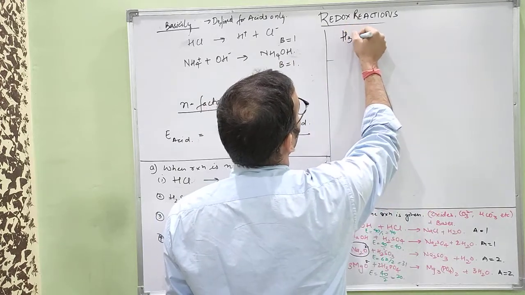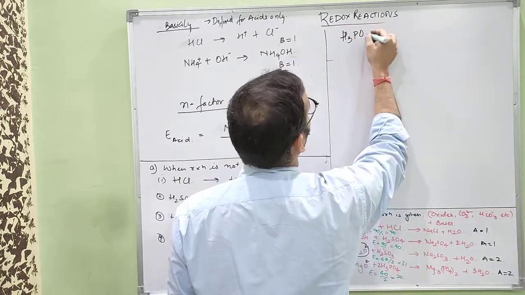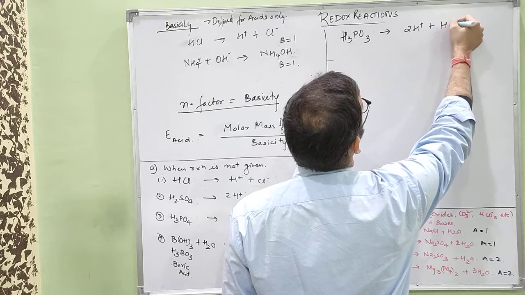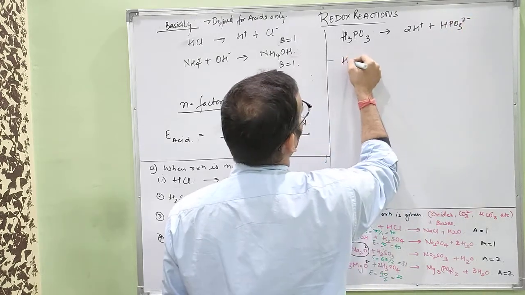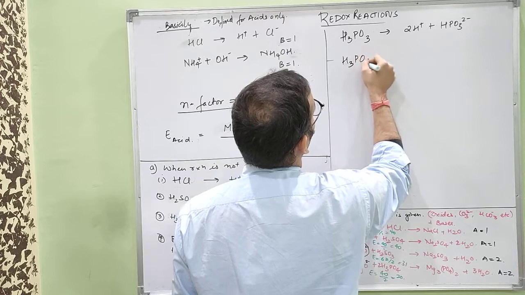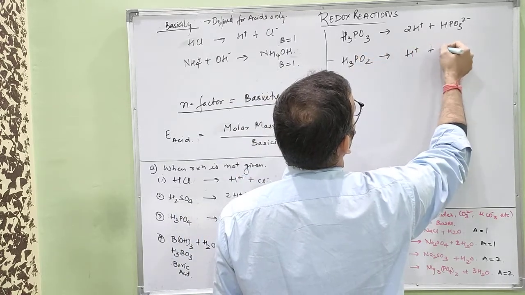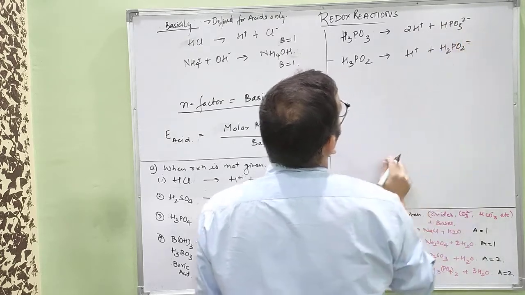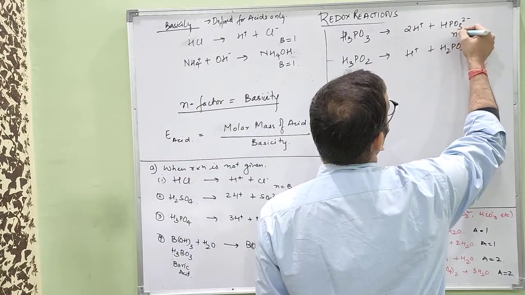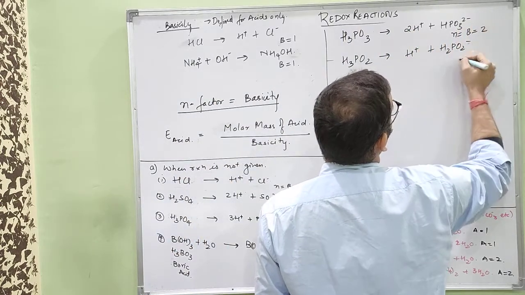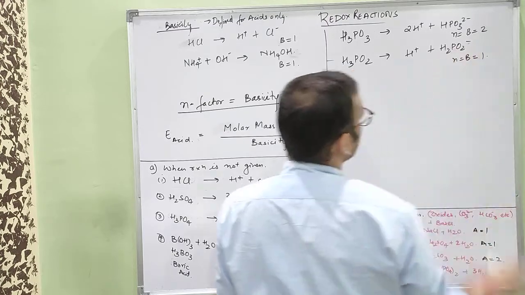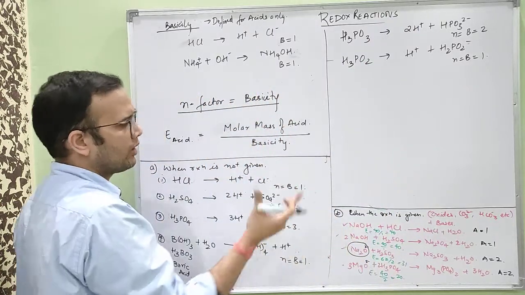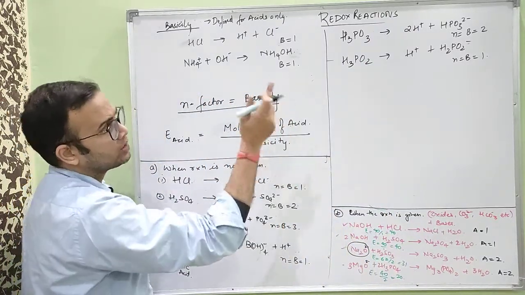For example, if we have H3PO4, we have already taken that. Let's say H3PO3, then we can at most get HPO3 2 minus. And if we have H3PO2, then at most 1 H plus will be given out. So here N can be equal to B equal to 2. Here N can be equal to B equal to 1. Got that? Number of H plus ions it is giving out in general. So this can give 3, this can give 2, this can give 1.